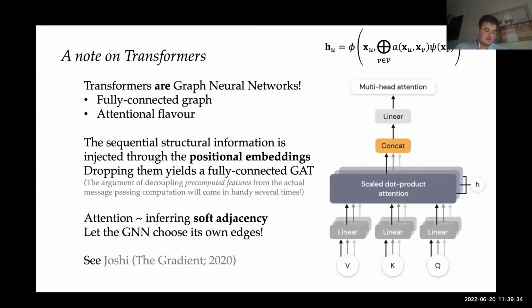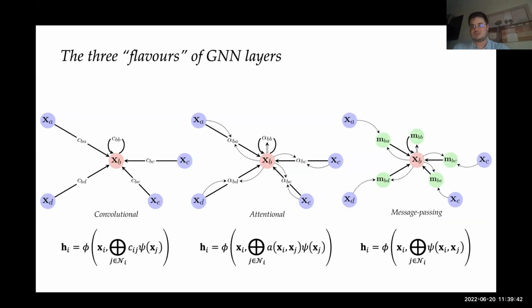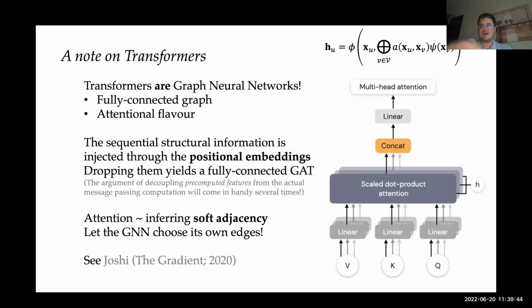And before I conclude this part of the tutorial, I'd just like to make a brief note on transformers. So if I take this rule for the attentional GNN and I make my neighborhoods the entire set of nodes, so it's a fully connected graph, I actually recover exactly the equation of the transformer. So I have this attention mechanism over all pairs, and I use these computed attention coefficients to aggregate my neighbors. So using a fully connected graph with an attentional flavor, we can actually make the connection that transformers are graph neural networks. And the only way in which transformers get specialized as sequence models is by injecting these positional embeddings.